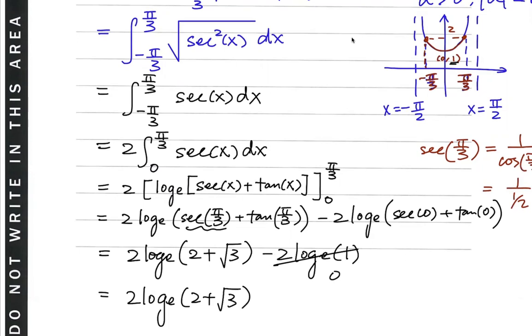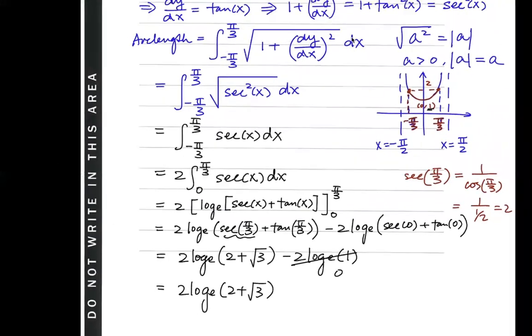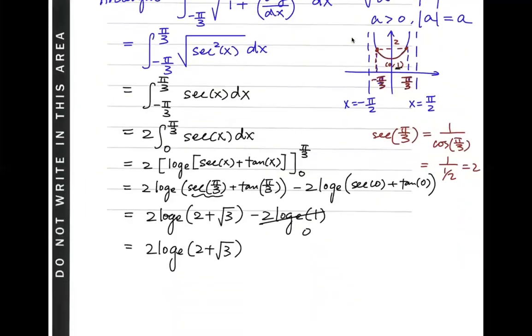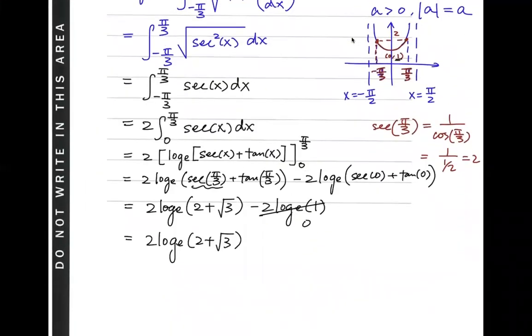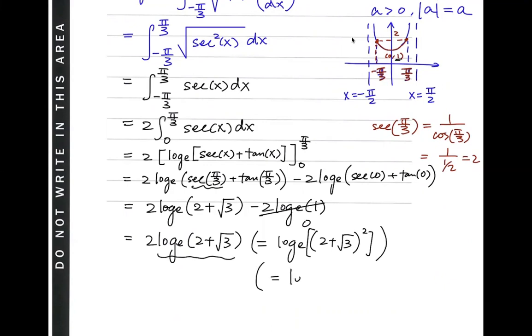Of course, it may have different versions, but the question did not specify the required form. So I would guess this one will be acceptable. Or if you want to go one step further, I don't mind: 2 plus root 3 squared. That should be okay. Or you can expand it a little bit. 2 squared is 4, root 3 squared is 3, so 7 plus 2 times 2 times root 3, 4 root 3. Okay? Etc.